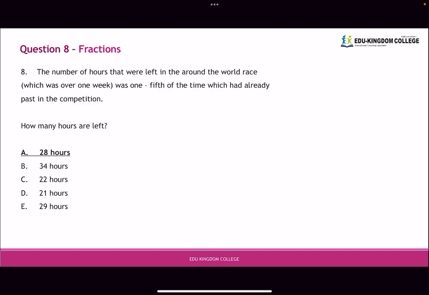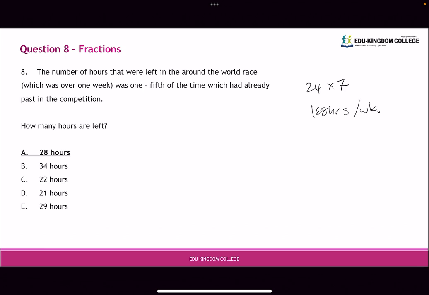Question 8 is a fractions question. So the number of hours that were left in the around the world race. So this was in 1 week. So 24 hours times 7 should give you 140 plus 28, which is 168 hours per week. Okay, in 1 week. So it's 1/5 of the time which had already passed.